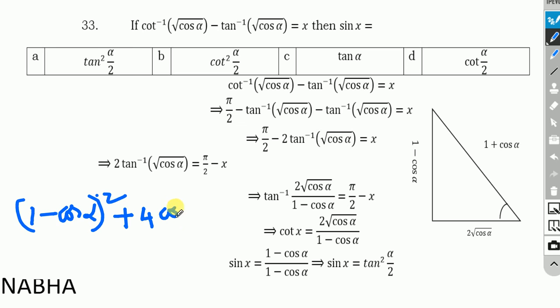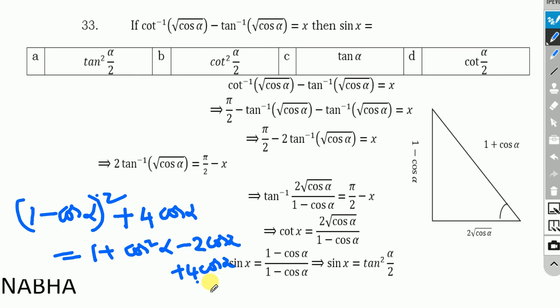which is equal to 1 plus cos square alpha minus 2 cos alpha plus 4 cos alpha. So 1 plus cos square alpha plus 2 minus 2 cos alpha plus 4 cos alpha is equal to 1 plus cos alpha whole square. 1 plus cos alpha whole square is the hypotenuse side, so when you take the square root here you will get 1 plus cos alpha. So we got this hypotenuse also.